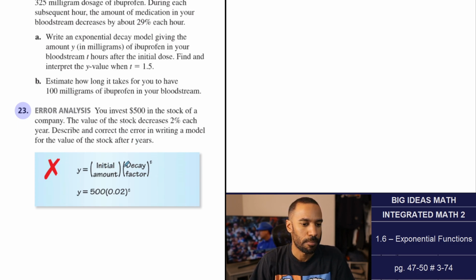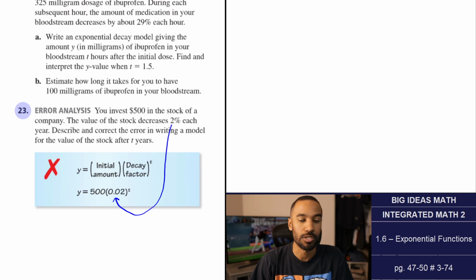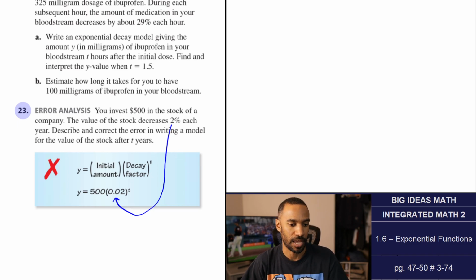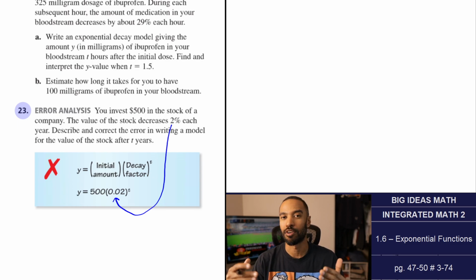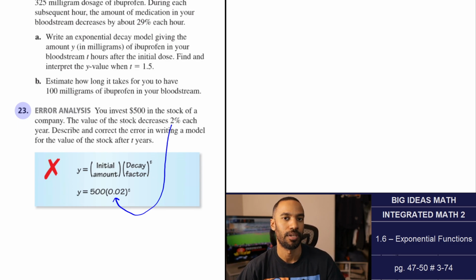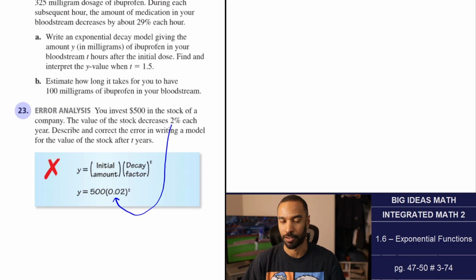So they say initial amount times the decay factor to the t power, and that's where they have a 0.02. 0.02 is the correct decimal equivalent of 2%. That is correct. The problem is they are using decay rate instead of decay factor. You are supposed to be subtracting 2% from 100%. You take 2% off. They are taking 2% of 500. You want to take 2% off of 500.